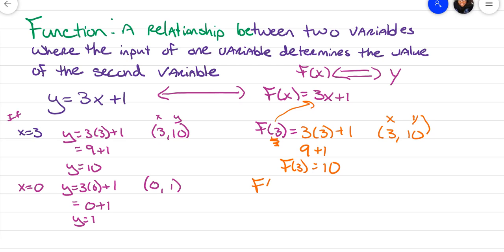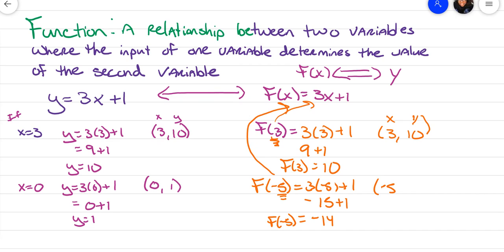Let's say I said f of negative 5. Then negative 5 gets plugged into the function. It's 3 times negative 5 plus 1. So this would be negative 15. Sorry, that was a negative 5. So this would be negative 15 plus 1. The answer would be negative 14. So again, x is negative 5, y is negative 14. So this would be an example of how you would have done a regular function.